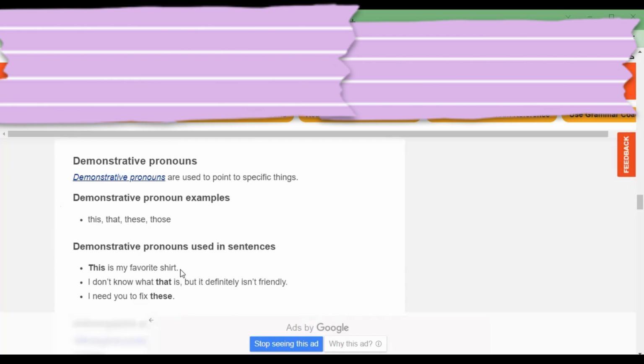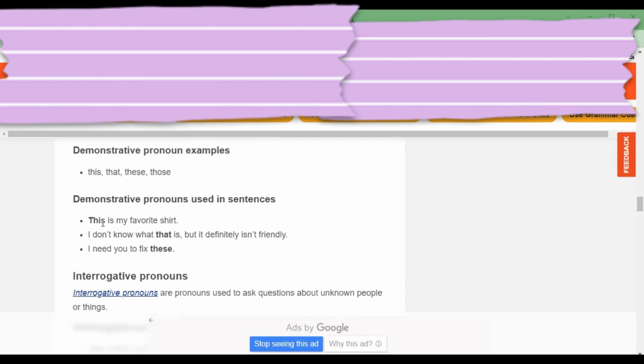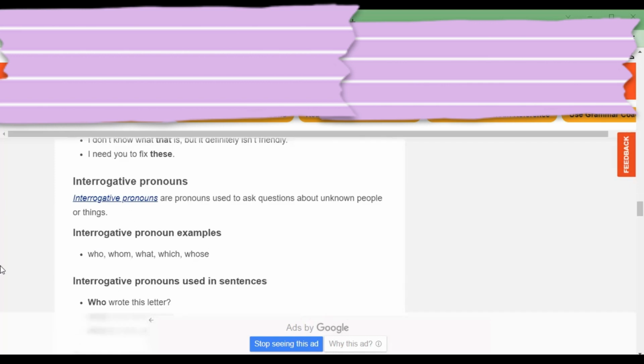This is my favorite shirt. Singular. I don't know what that is, but it definitely isn't friendly. I need you to fix this. Meaning these, plural: I need you to fix these. Plural near. Here we have interrogative pronouns.